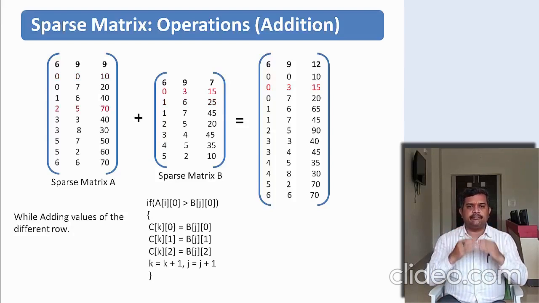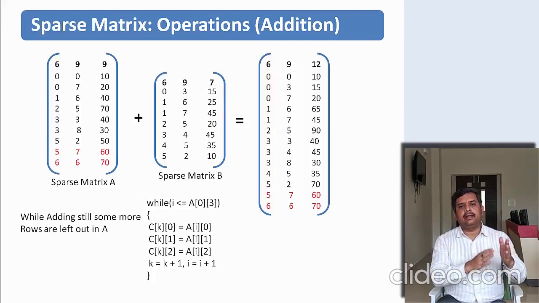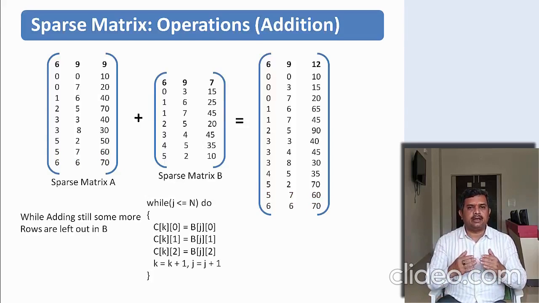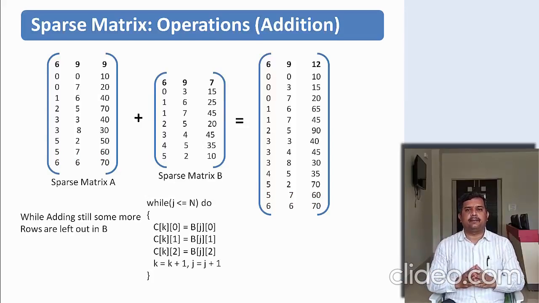If the elements are present in different rows, it means here AI0 is greater than BJ0, then entries in B I will shift to entries in C, the resultant matrix, and J and K values I will increment by 1. Similarly, one more thing: while adding, some rows may still be left over in matrix A. Then I directly copy matrix A entries and write them in matrix C. The same thing may happen with matrix B. If some leftover elements are there in matrix B, I will transfer all the values left over to matrix C. So this is how I am going to do matrix addition.